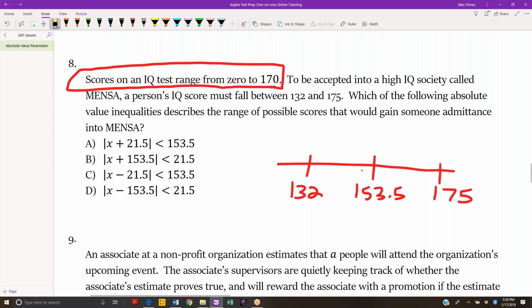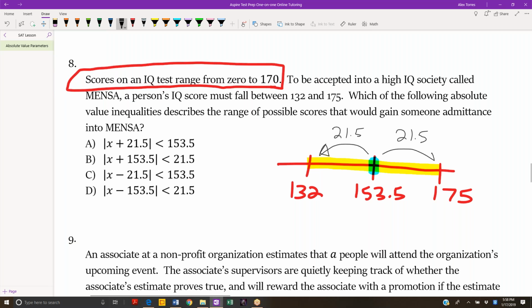153.5 right there. So now we know that we're talking about this range right here, the numbers that go from 132 to 175. And the anchor, the middle point, is 153.5. So one way to paint this out is to say, okay, how far away are these two? We get that by subtracting 153.5 minus 132. That tells us this is a distance of 21.5. And it's the same thing if we did 175 minus 153.5, we'd get 21.5.